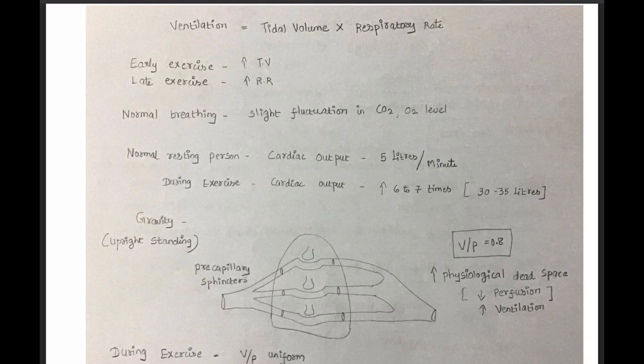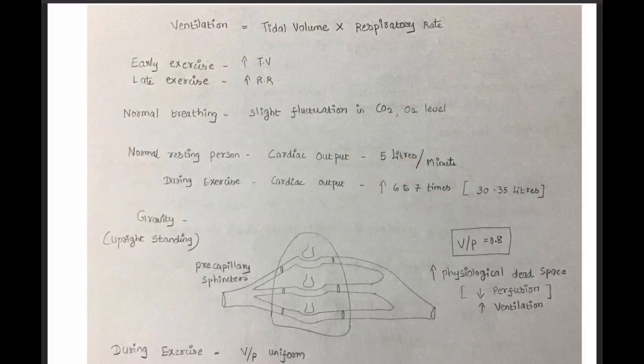So what is ventilation? Ventilation is the tidal volume multiplied by the respiratory rate. Now what do you mean by tidal volume? Tidal volume is the amount of air you breathe in per respiration and the amount of air you breathe out per respiration. Normally you will breathe in 500 ml of air. So what happens during exercise? You will breathe in more than 500 ml of air.